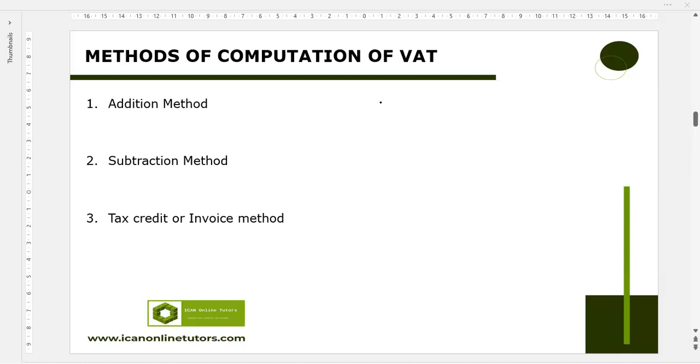So, we also have three methods of computation of that. There are addition method, subtraction method, and tax credit. You should not forget this. Remember your addition and subtraction. So just put addition, subtraction, tax credit. Now, how do we go about each of these methods?